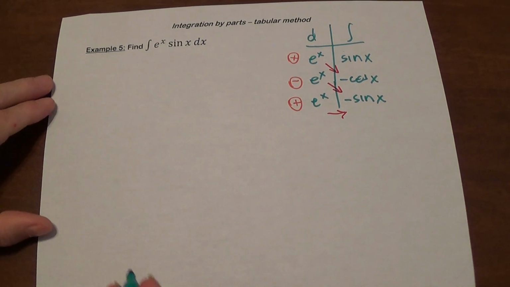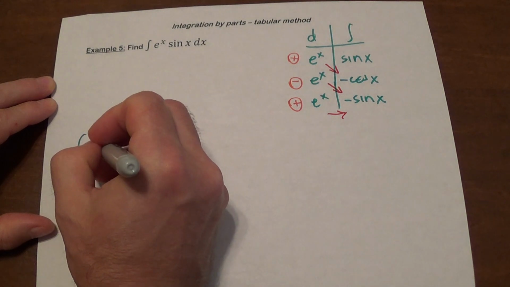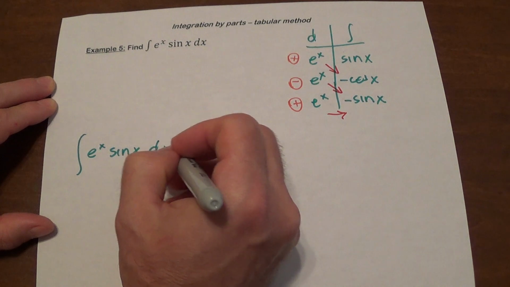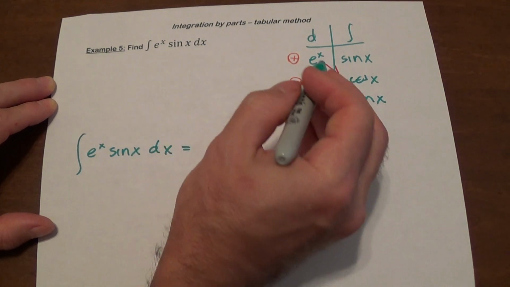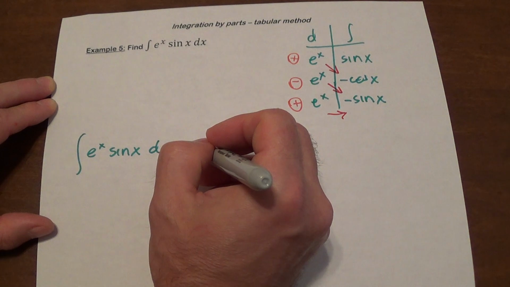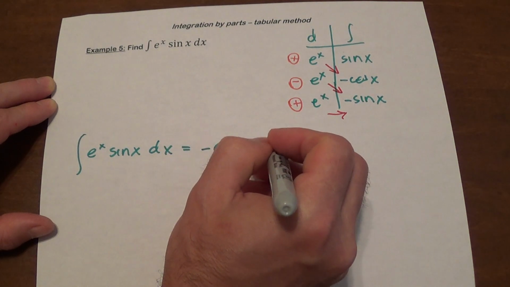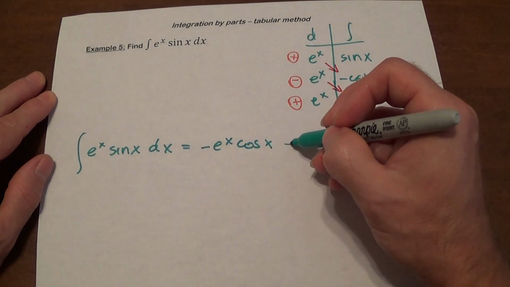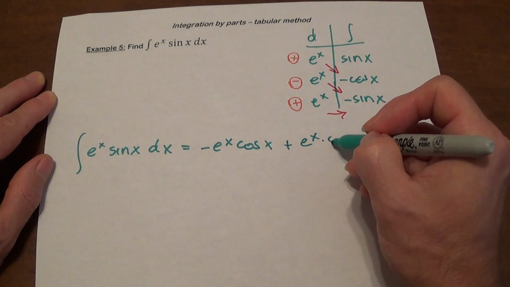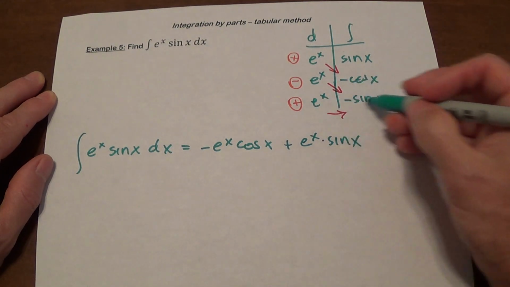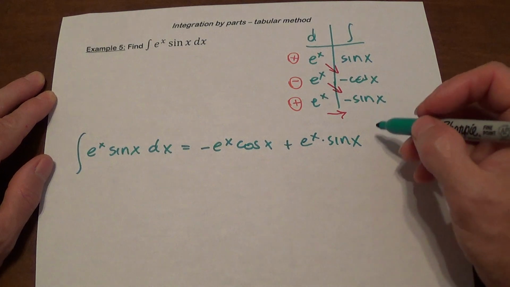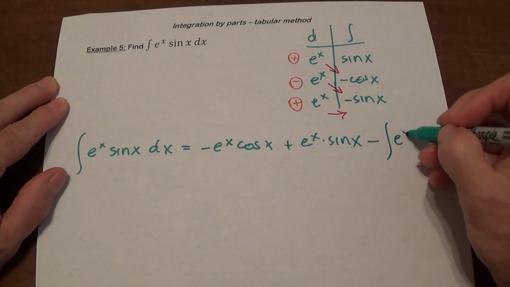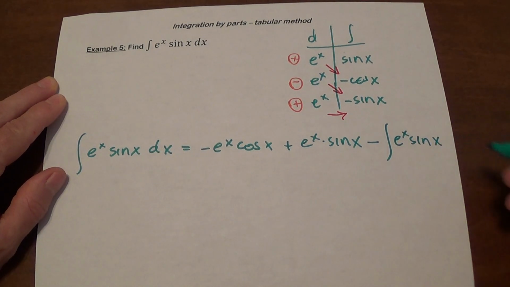So we can rewrite our integral, but I'm going to have to copy this original problem here. So the integral of e to the x sine x dx, according to this, is going to be e to the x times negative cosine x, which is negative e to the x cosine x, minus the product of e to the x times negative sine x, which will give you plus e to the x sine x. And then this is going to give us the integral, because that's when we just go horizontally. There's going to be plus and the negative, so minus the integral of e to the x sine x dx.